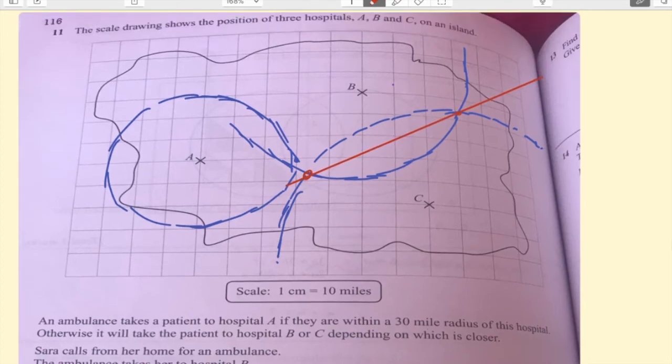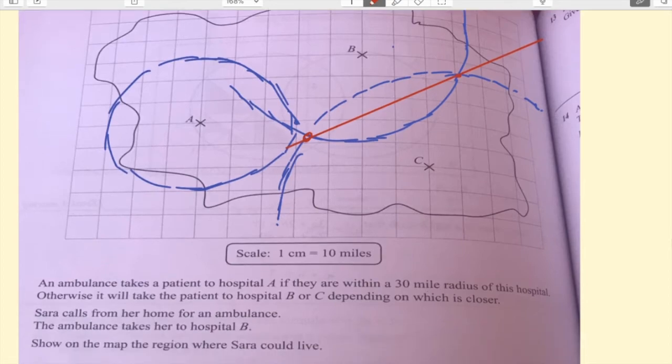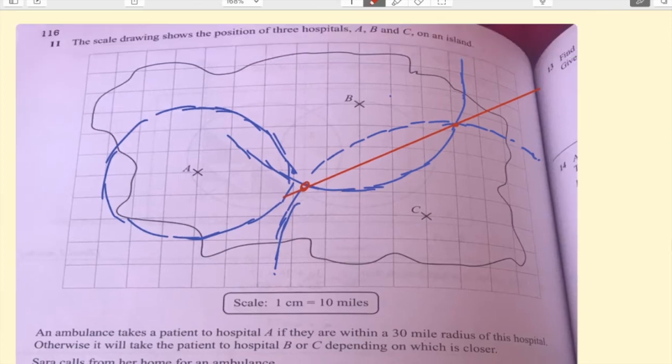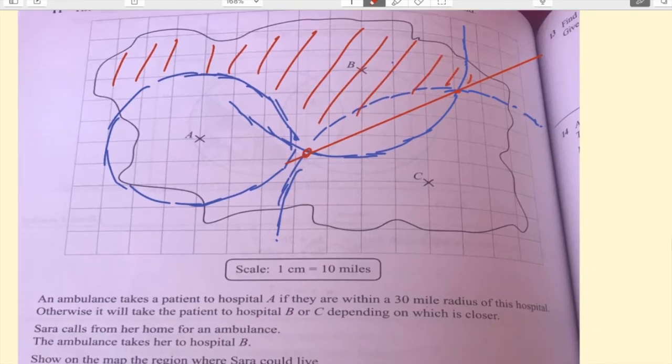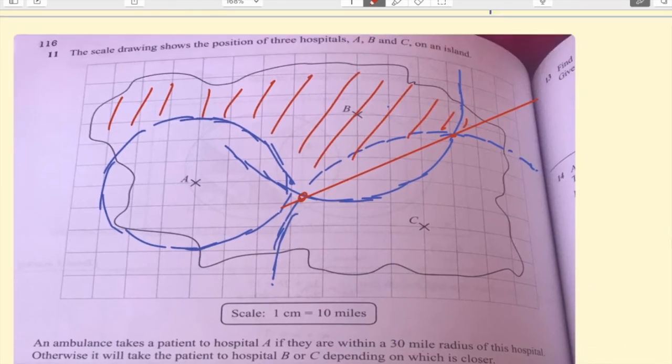And then the question says, show on the map the region where Sarah could live. So Sarah could live in this region in here, because they take her to hospital B. So anywhere in here, the ambulance would go to hospital B.